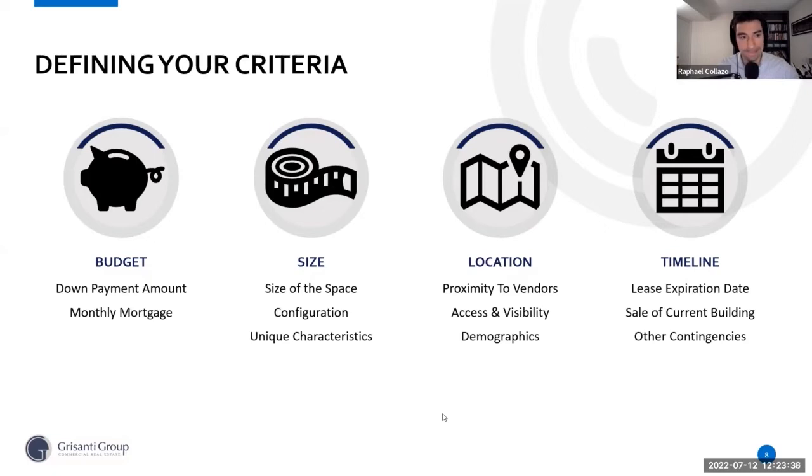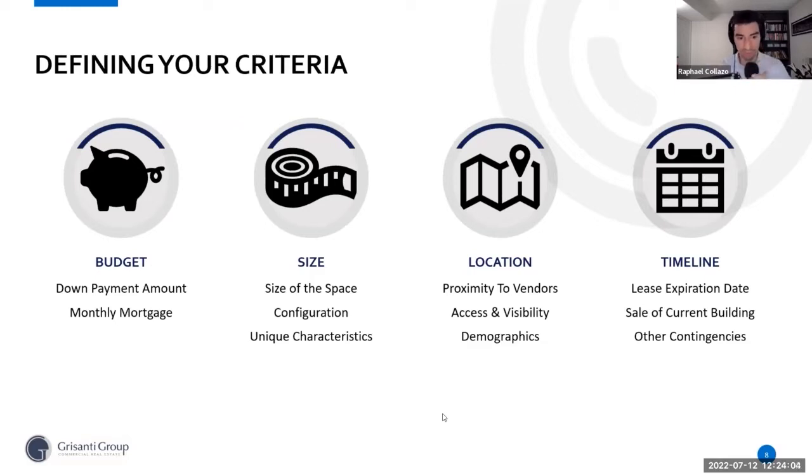So, as far as the next steps of the process are concerned, once you've had an idea, talked to a few lenders, and they give you an idea of what you could potentially qualify for, that's when I start defining the criteria with my clients. Typically the four characteristics I look for are your budget, size, location, and timeline. We're going to go through each briefly, just so you can get a feel for what I mean.